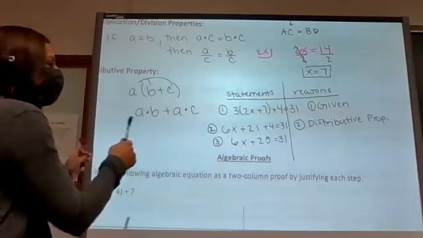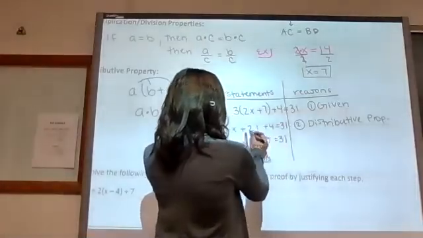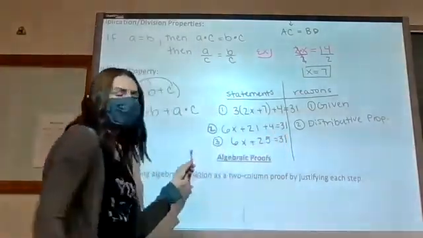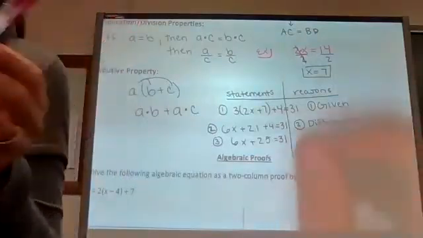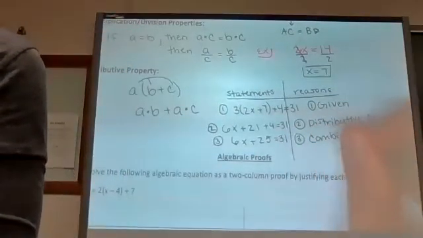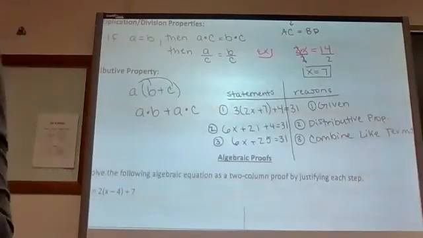I didn't use the addition property. The addition property is when I took something and added it to both sides. I didn't do that. All I did was combine these terms, right? So students get caught up there in terms of what to label that. Combine like terms is a perfectly valid reason.